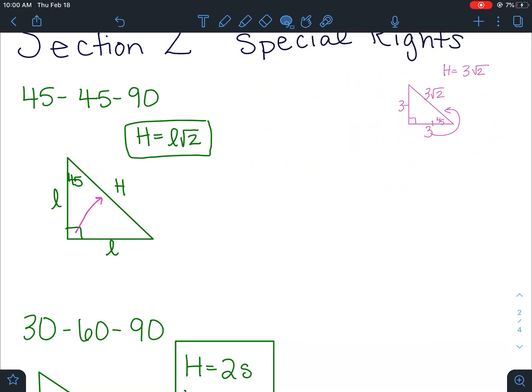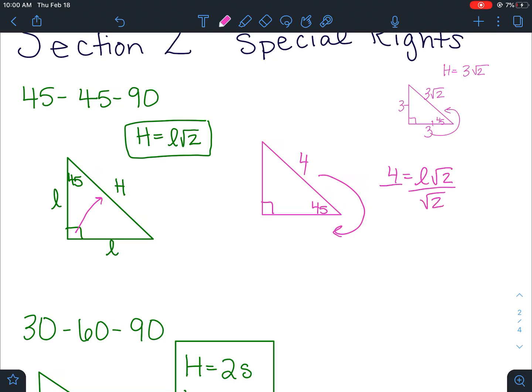Okay, now we're going to try one where we are given the hypotenuse. There we go. Here's my 90, telling me it's a 45. This time my hypotenuse is going to be 4. To get backwards, again, I'm going to plug it in. 4 equals leg square root 2. Now to solve for that leg, it's being multiplied by the square root of 2, so I have to divide by the square root of 2.